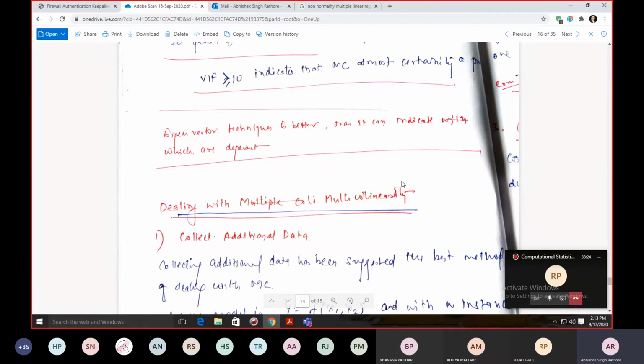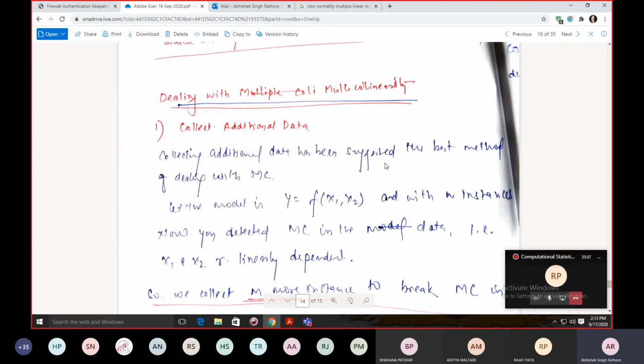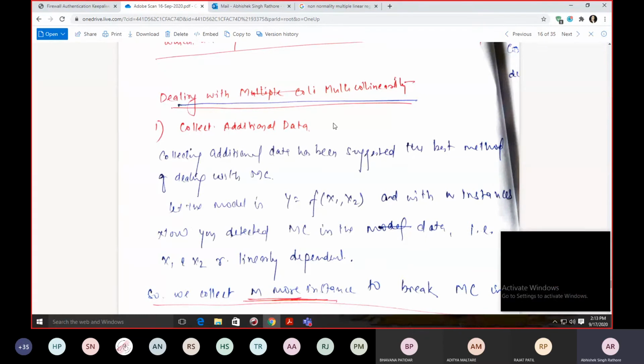Now, dealing with multicollinearity: how do we deal with it if multicollinearity exists in our data? How can we avoid it? Usually multicollinearity exists in our data, so we have to deal with it. The first technique is to collect additional data. Let's say we have n instances available for our data.